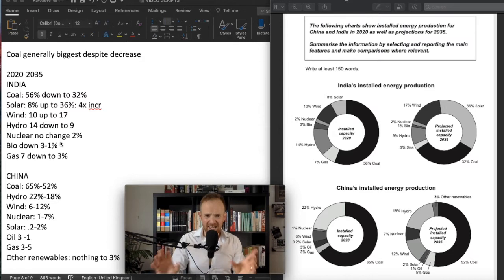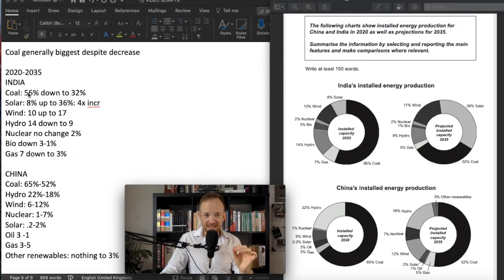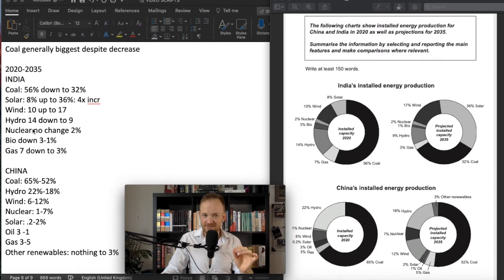So if you ever get an IELTS task that is this filled with information, I would be thinking that I'm going to give more details about these ones, and I'm going to give less information about these ones. And in my response, you'll see that.